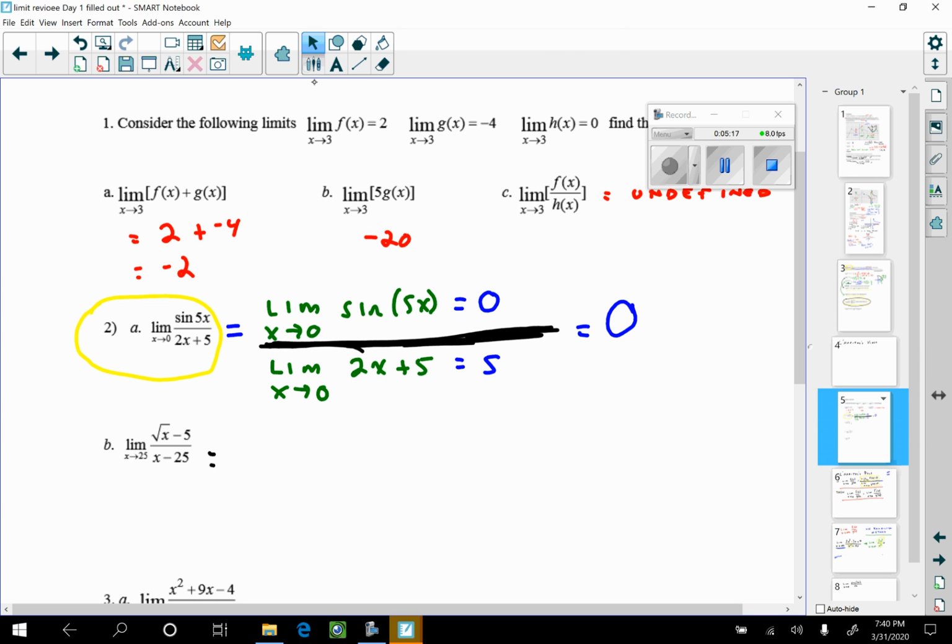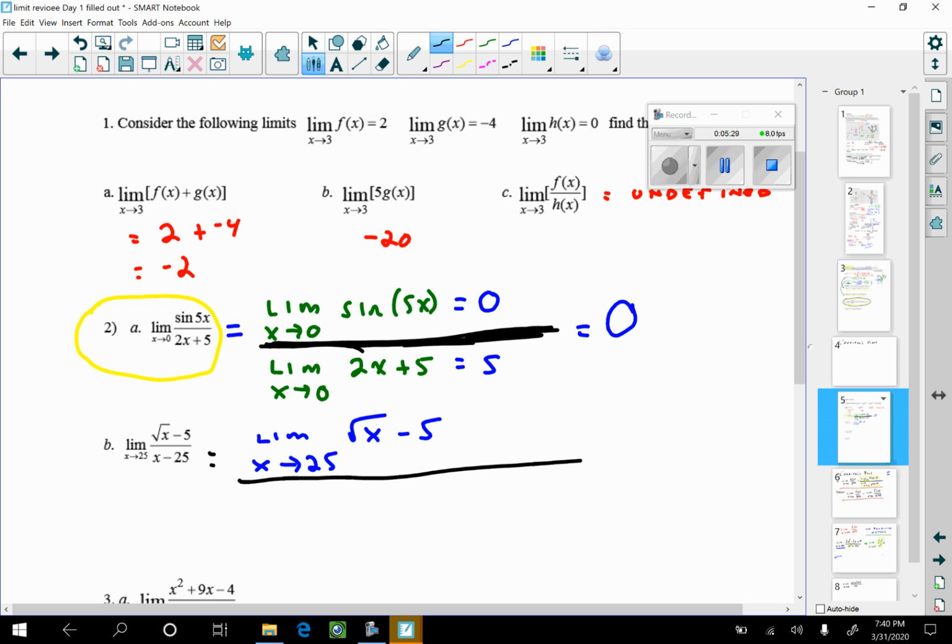Okay, I'm going to look at the limit at the top. The limit as x goes to 25 of the square root of x minus 5, and I'm going to put a big division bar here. It kind of separates the two things. It separates the two limits. Look at this limit at the bottom: as x goes to 25 of x minus 25.